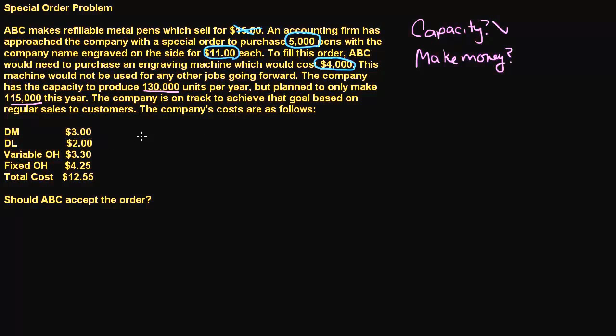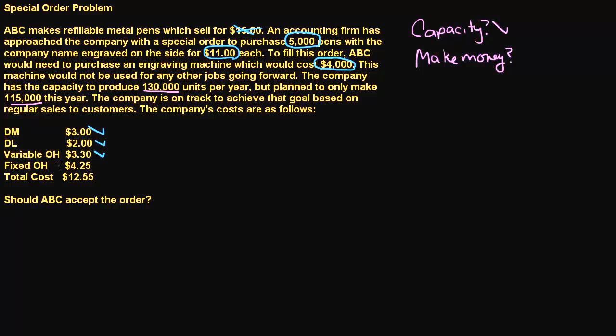Now let's go down to our variable costs. Is direct materials relevant? Yep, absolutely, because we're going to incur $3 in direct material cost for every pen we make. Direct labor, is that relevant? Yep, because we're going to have $2 of direct labor for every pen that we make. Variable overhead, again, variable costs are relevant because we're going to incur that cost for every pen we make. Now what about fixed overhead?